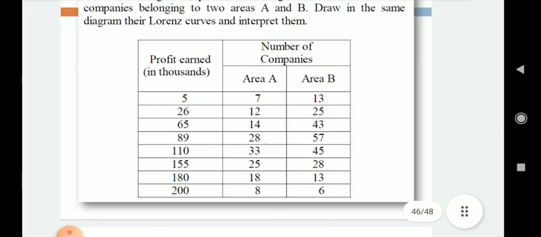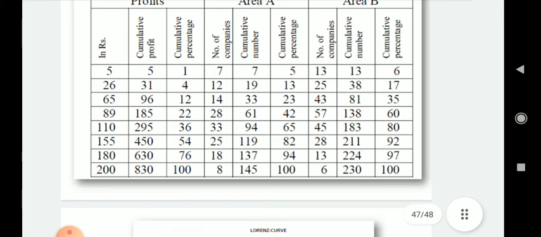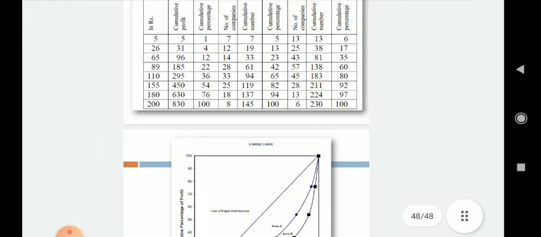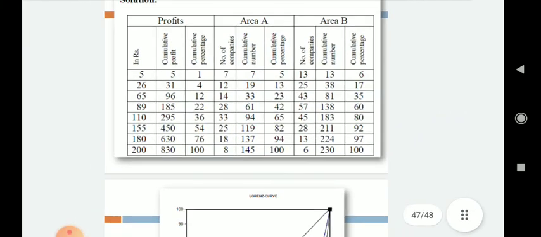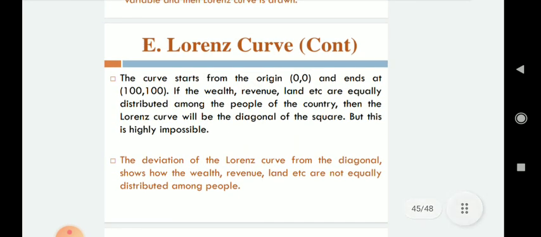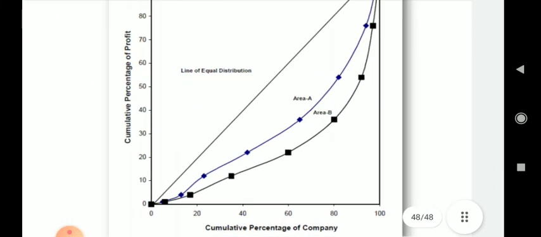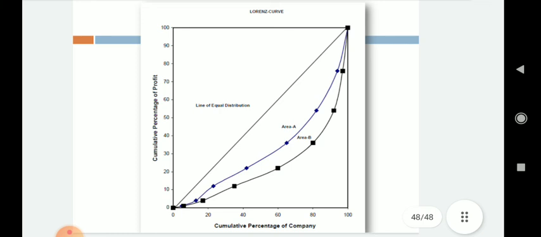An example is shown here: area A and area B, number of companies and their profits. So Lorentz curve has to be drawn. For Lorentz curve, we are finding the cumulative profit, cumulative percentage, and so on. This example is not there in your syllabus, don't worry. They may ask you only for 2 marks what is Lorentz curve, so only this much is enough. And if you want, you can see how the diagram looks like of a Lorentz curve. Okay, this is enough for you. A Lorentz curve can be asked only for 2 marks, not more than that.